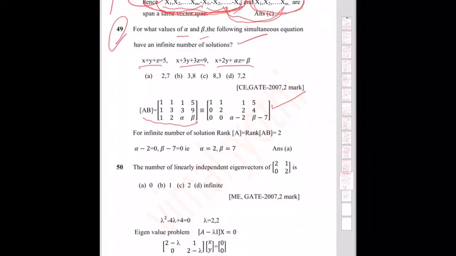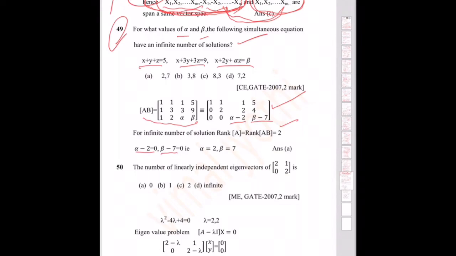For an infinite number of solutions, rank of A equals rank of AB, which is less than the number of unknowns. That is, this is equal to 0: alpha minus 2 equals 0, and this is also equal to 0: beta minus 7 equals 0. That is, alpha equals 2 and beta equals 7. If alpha equals 2 and beta equals 7, then these two are equal to 0.